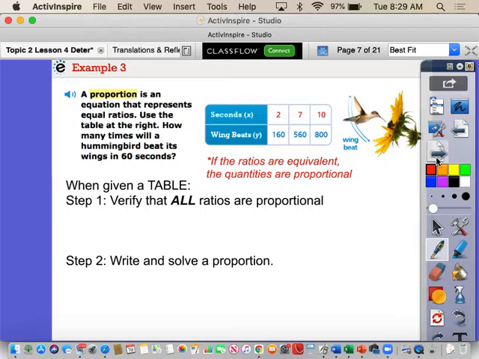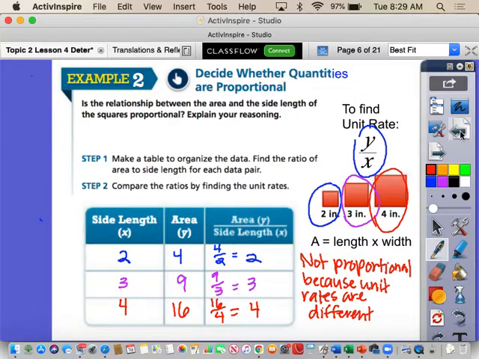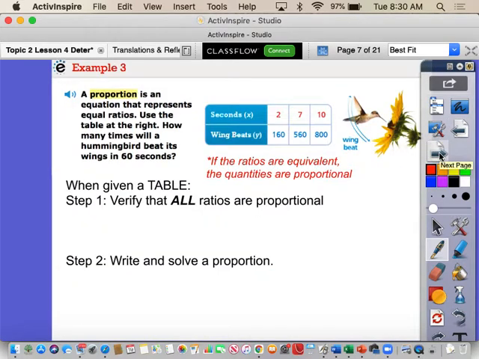Now, we just saw in our squares that when we're finding the unit rate and deciding if the table's proportional, we always need to put what over what? Y over x. So we're going to do the same thing here. We're going to divide the wing beats, since that's y, by the seconds, which is x, for all of them. Okay, so when I divide 160 by 2, what does that give me? 80. So this one's going to be 80 wing beats per second.